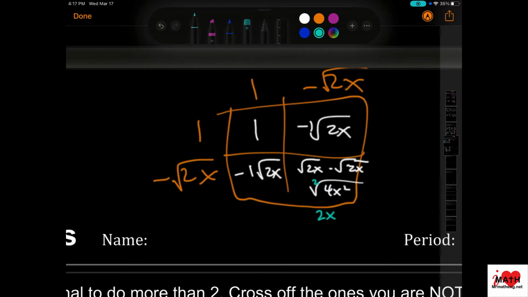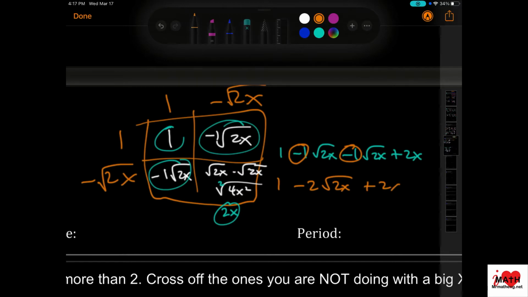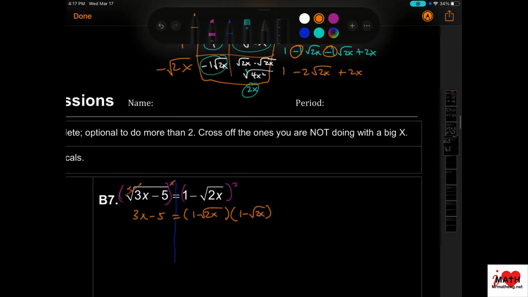So here are my answers. And if you put that all together, these two are going to become negative 2x. Negative 2 times square root of 2x plus 2x. Okay? So that's what happened when we did this one. And this side is 3x minus 5. Okay?